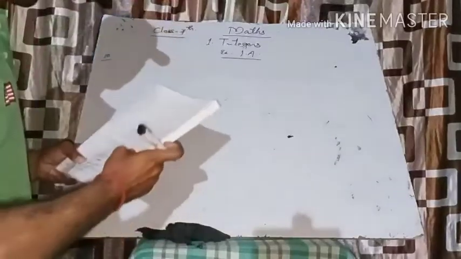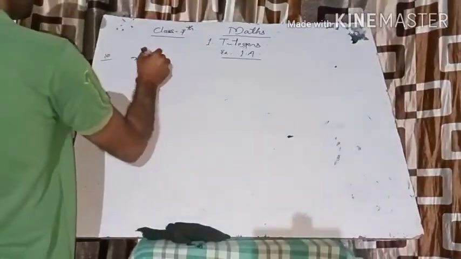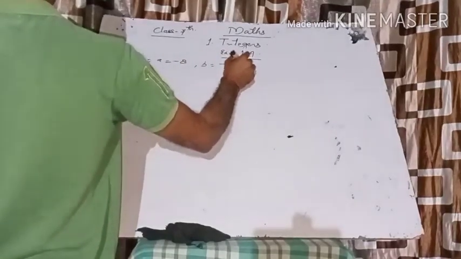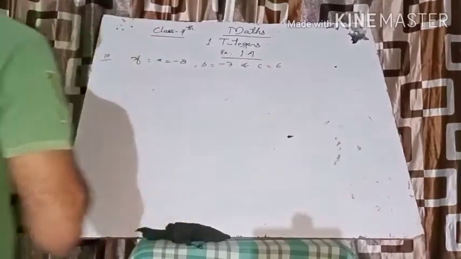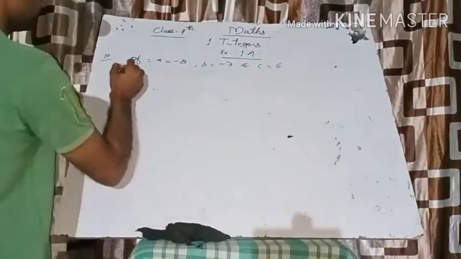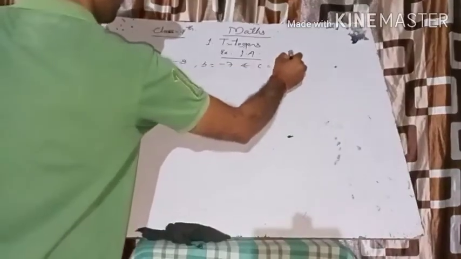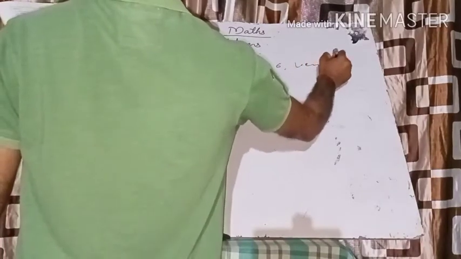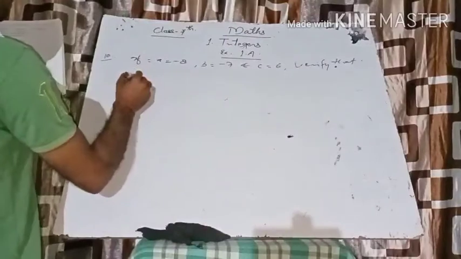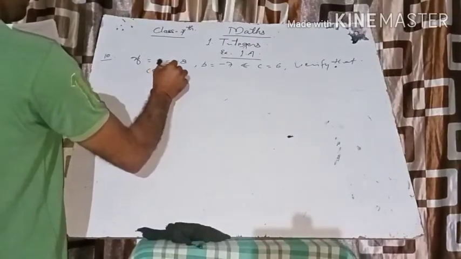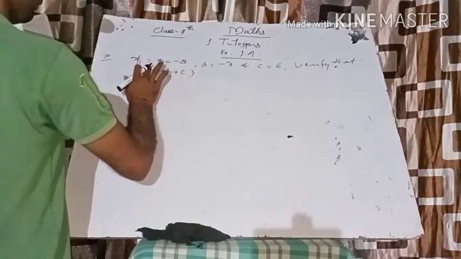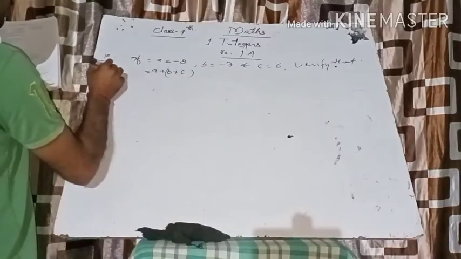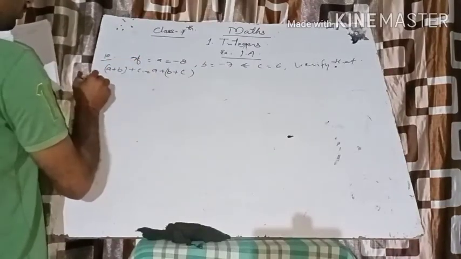Question number 10. If a equal to minus 8, b equal to minus 7 and c equal to 6, then verify that a plus b plus c equal to a plus b plus c. Now how will we solve?